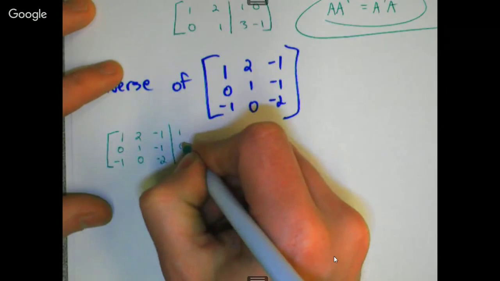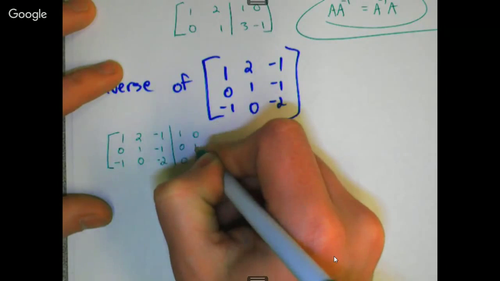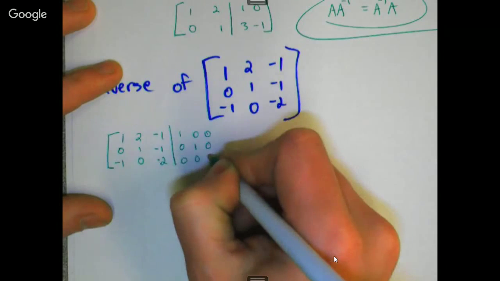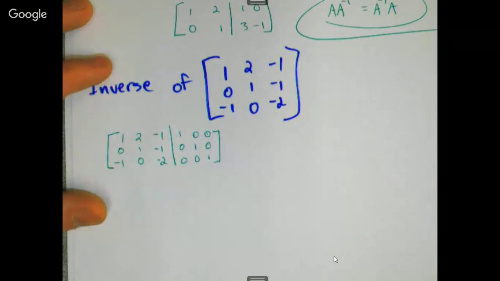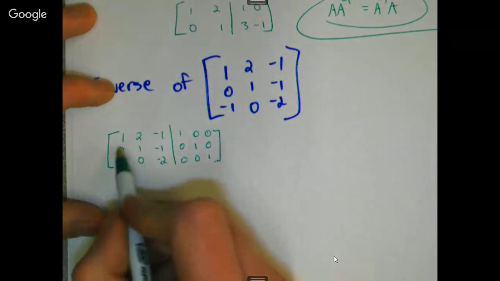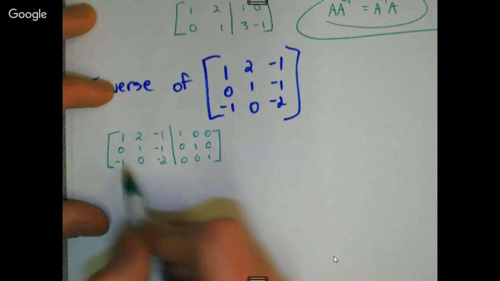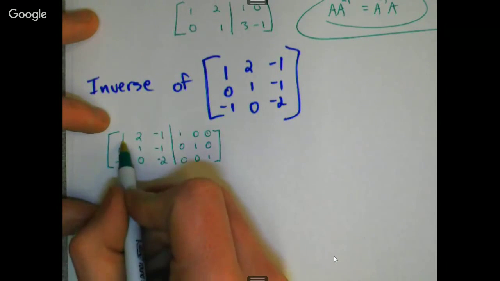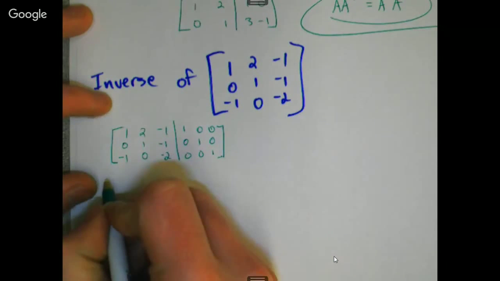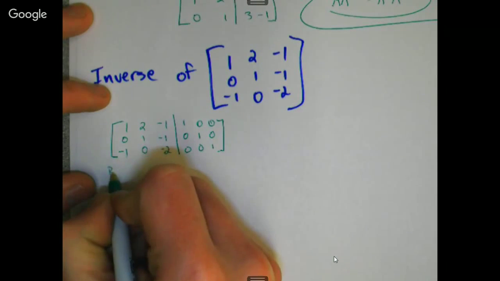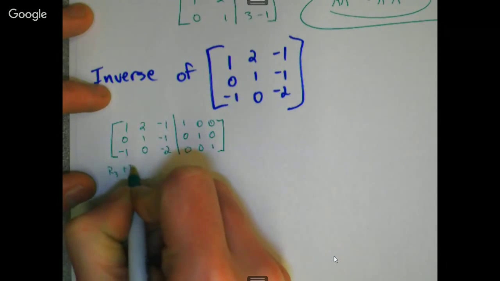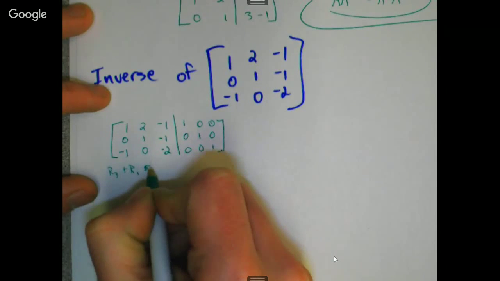And then on this side, we'll have the identity. Okay. So then we want this identity, we want the identity over here. Okay, so I got a 1 here. This needs to be a 0. So we'll take row 3 plus row 1 back into row 3.